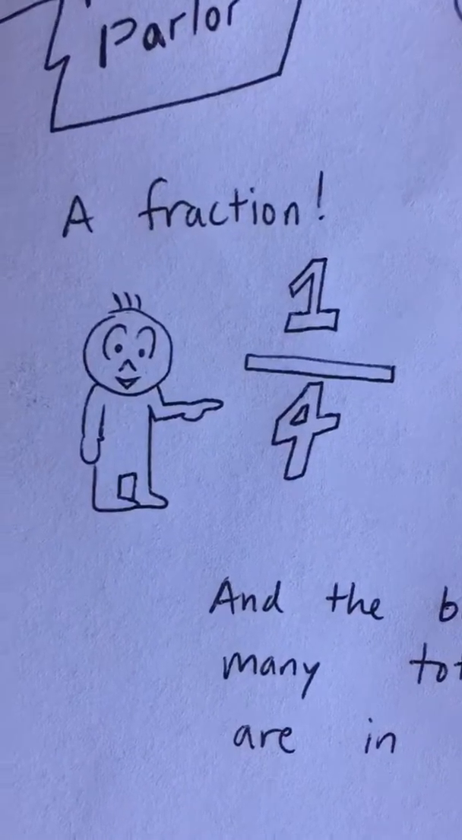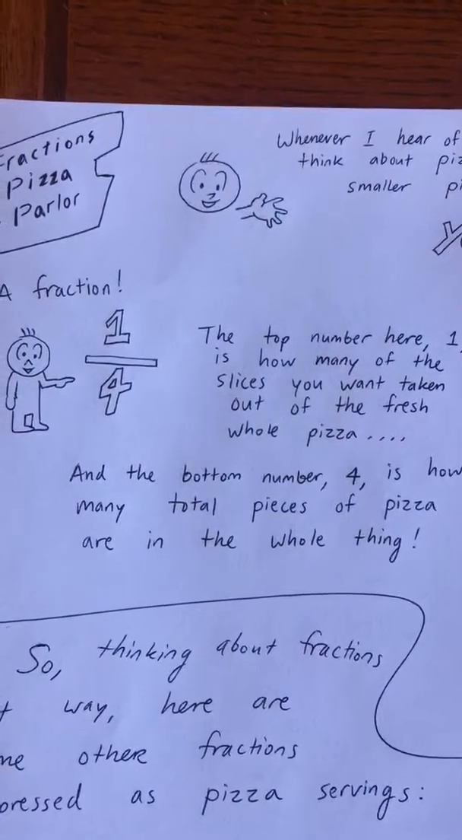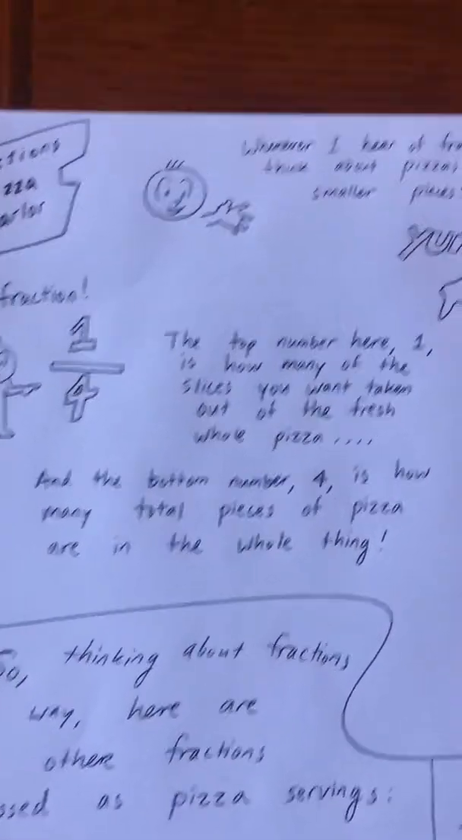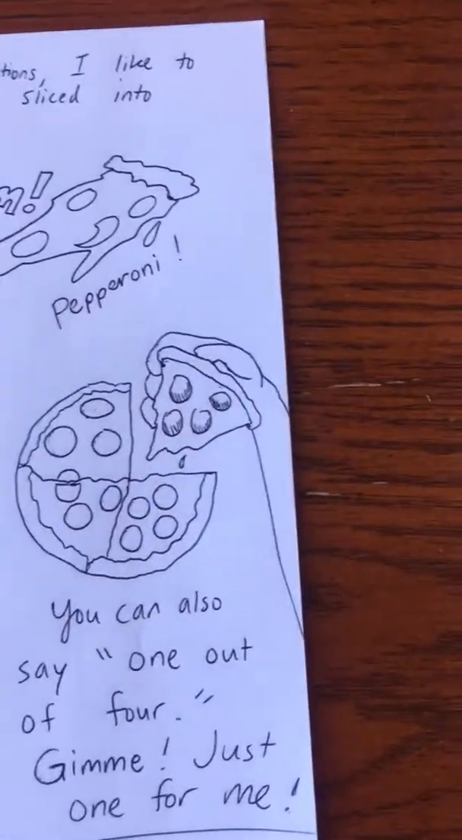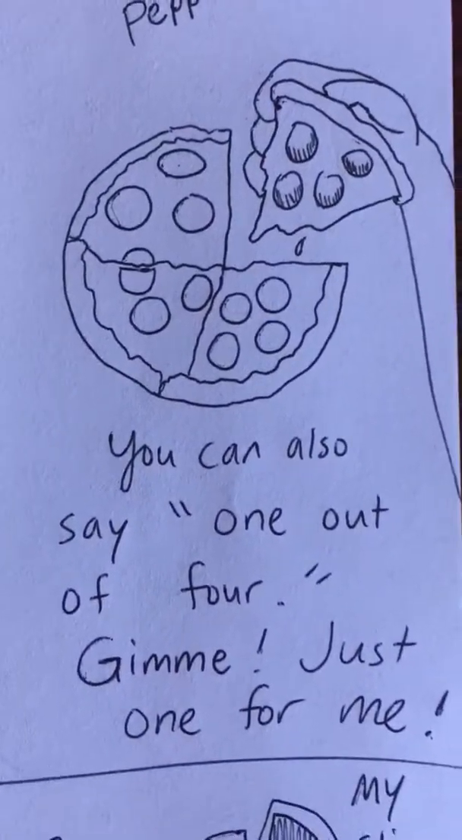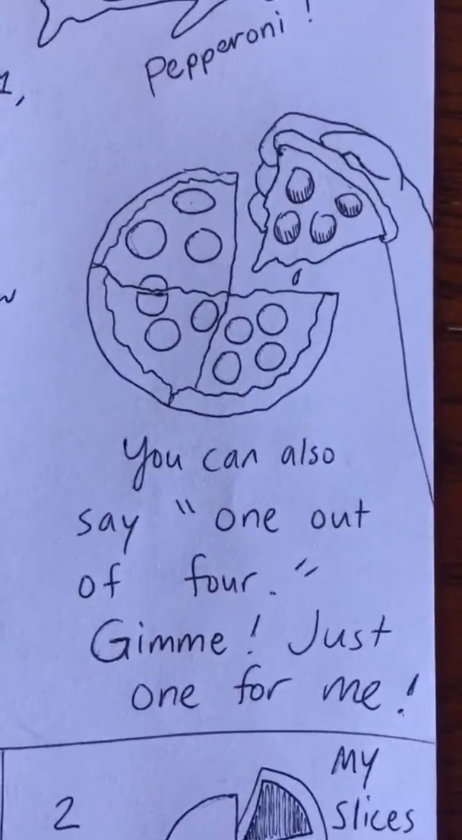A fraction! 1/4. The top number here, 1, is how many of the slices you want taken out of the fresh pizza. And the bottom number, 4, is how many total pieces of pizza are in the whole thing. You can also say 1 out of 4. Gimme! Just 1 for me.